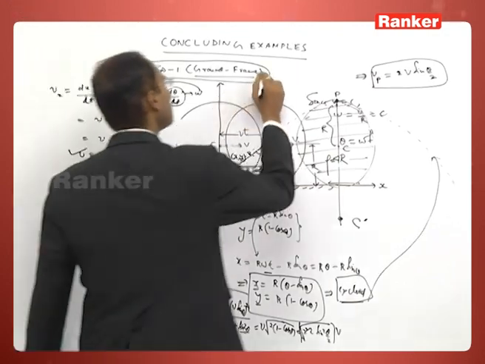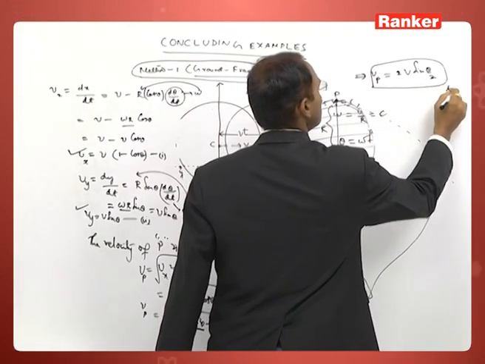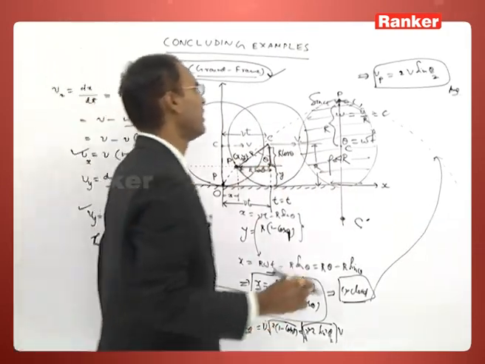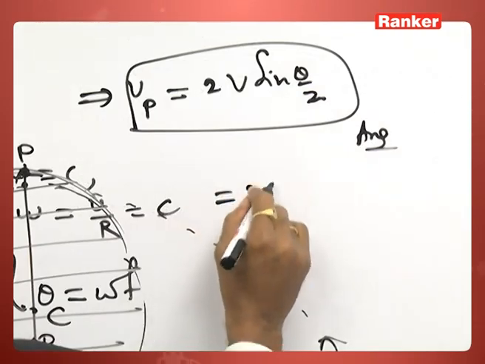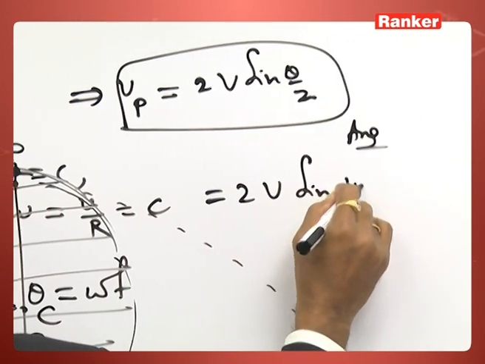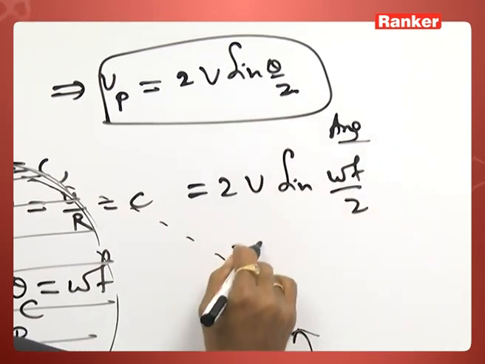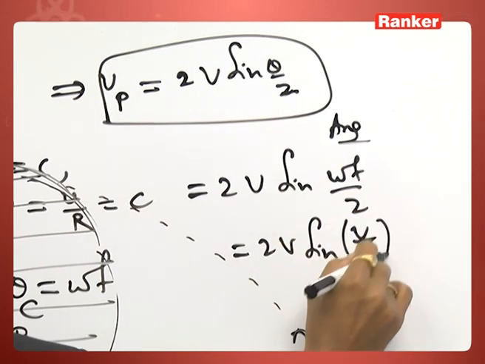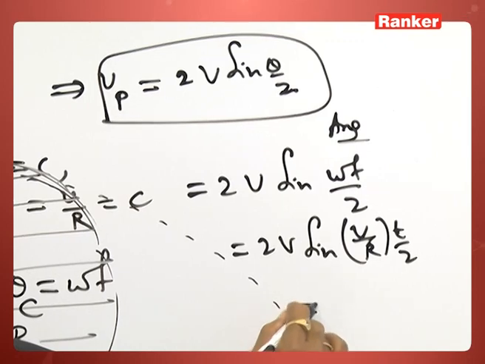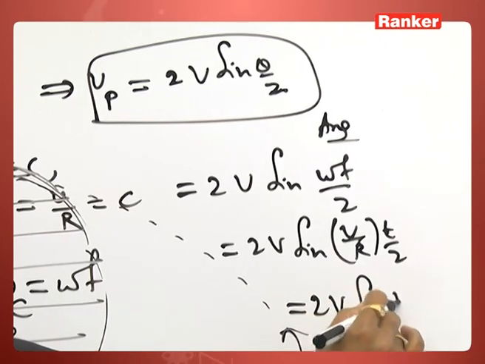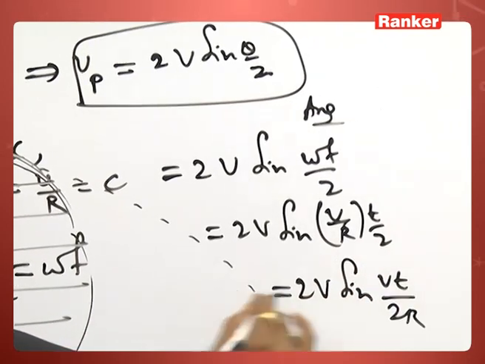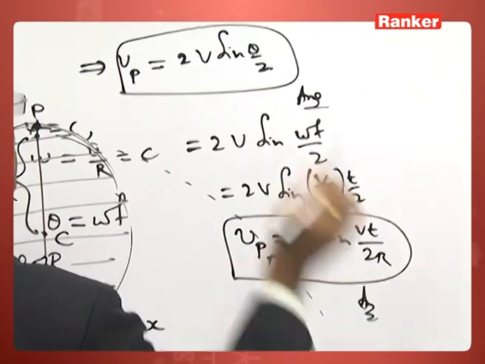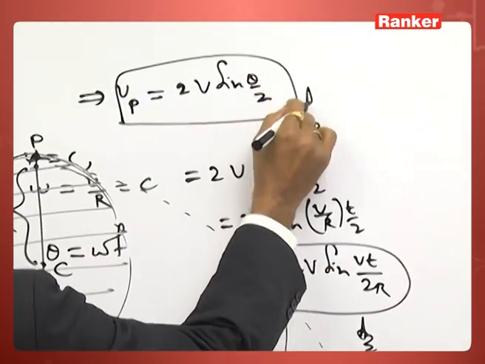By applying the ground frame method, we got the velocity of this peripheral point as a function of theta. You can of course write theta equal to omega t, and omega you can write as v by r because it is rolling perfectly, or you can write 2v sin vt by 2r. That is the velocity of this point P as a function of time, and as a function of theta.